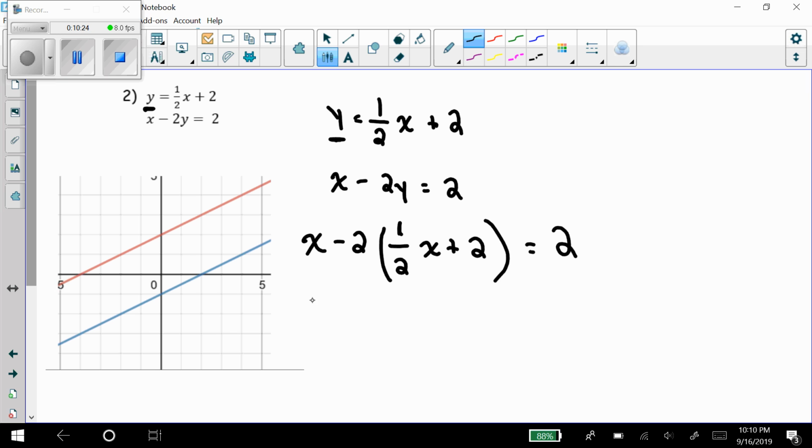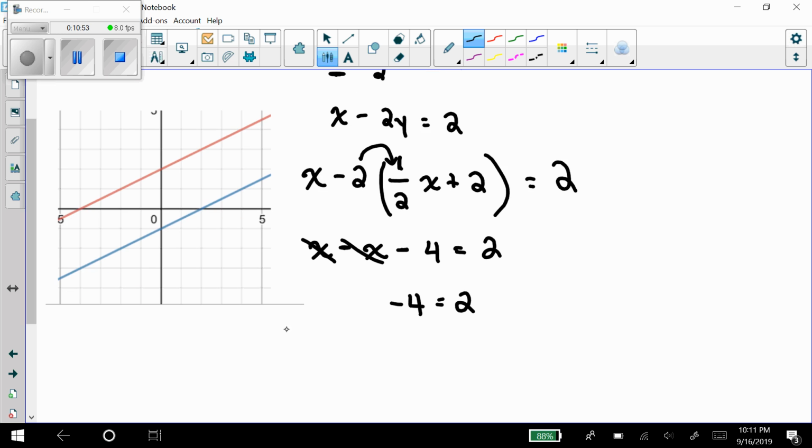So now I'm going to start solving for x. x minus, well, I'm going to distribute my -2. -2 times 1/2 x leaves me just with x minus 4 equals 2. So x minus x cancel with each other, and I'm left with -4 equals 2. Does -4 equal 2, or is that weird? Well, -4 obviously does not equal 2. And since we have this weird thing happening at the end, we know that this is an inconsistent system.